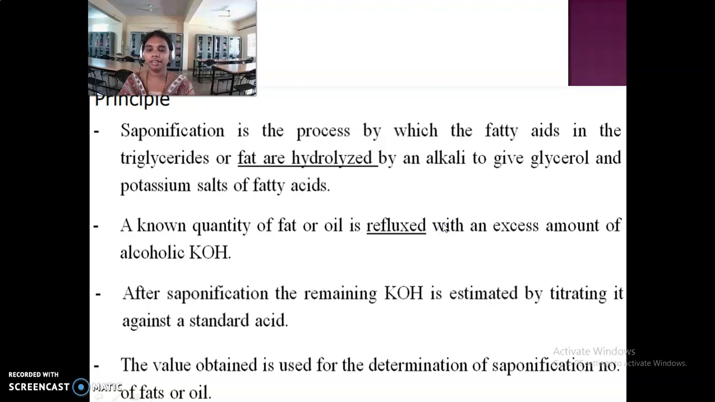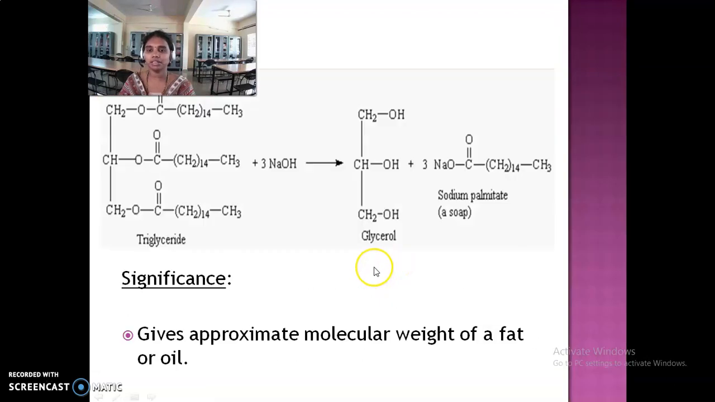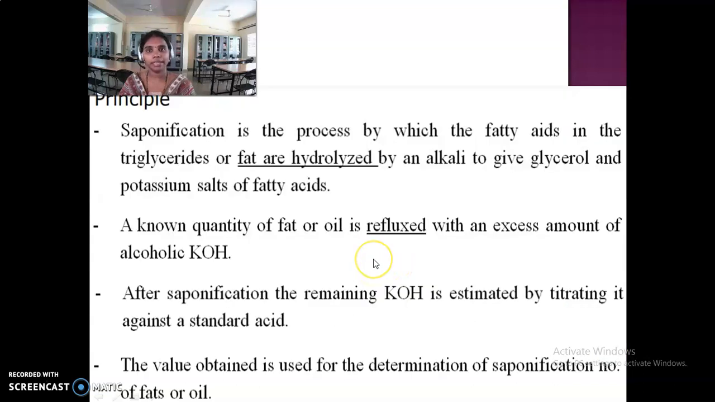Okay. Then the next one is saponification. You already know about saponification.